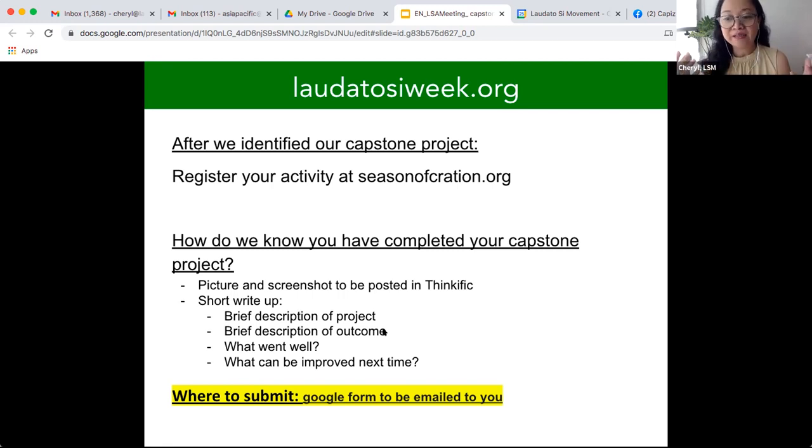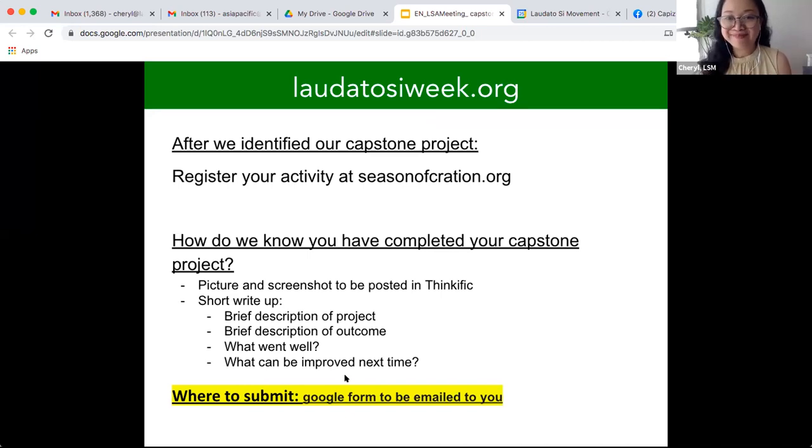Take this as just a learning space, just for you to take a stab at organizing something for creation. If you invited 9 and 2 showed up, that's fine. You need not have the full number. What's important here is that we learned something, or we tried it, and we took the first step. Then we'll ask you to briefly describe what went well in your event and what can be improved next time. There were quite a couple of animators in the past who had total failures in their capstone, but they have a lot of learnings, like how to do it the next time.